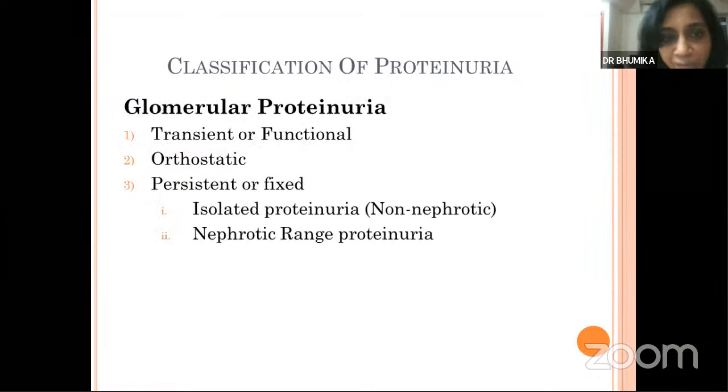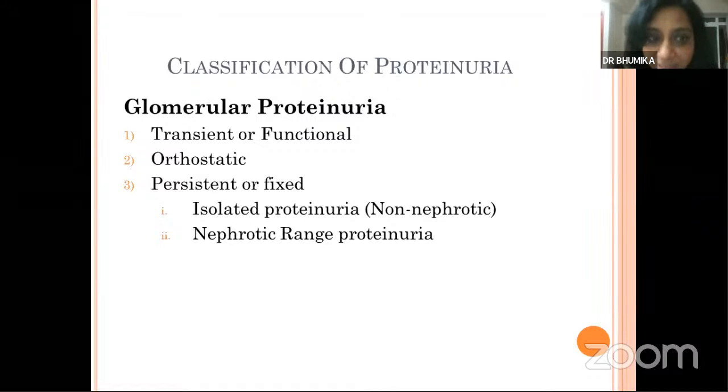The next is glomerular proteinuria. It can be of 3 types. One is transient, or functional. Then is the orthostatic. Then third is the persistent or fixed. This persistent or fixed is again divided into nephrotic range proteinuria and non-nephrotic range proteinuria.